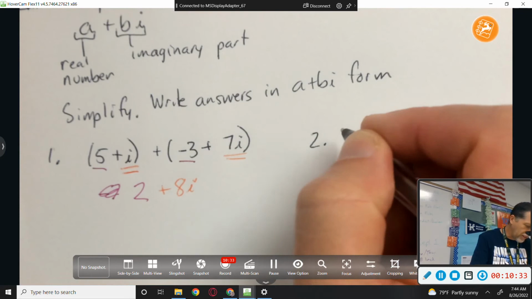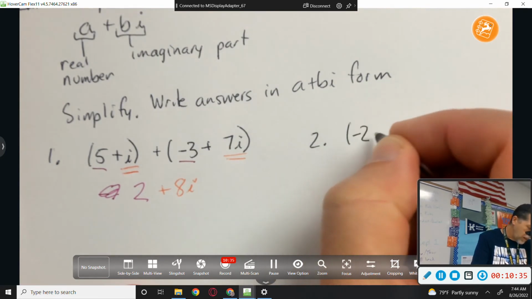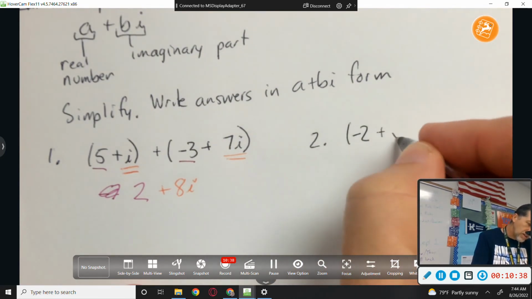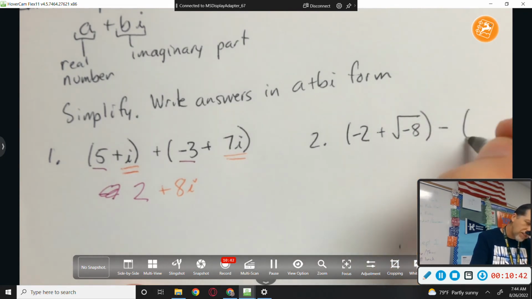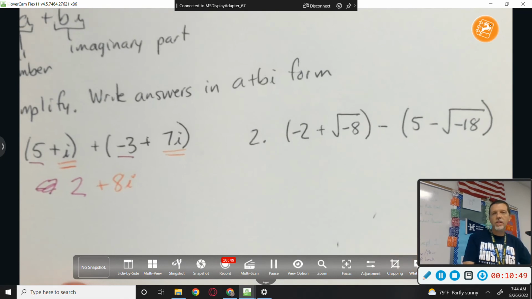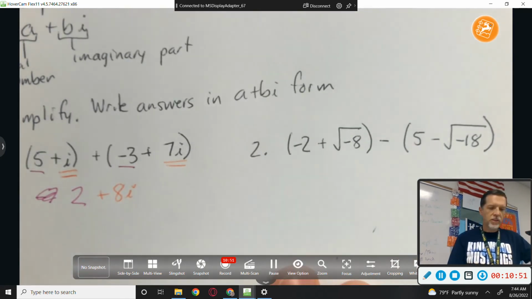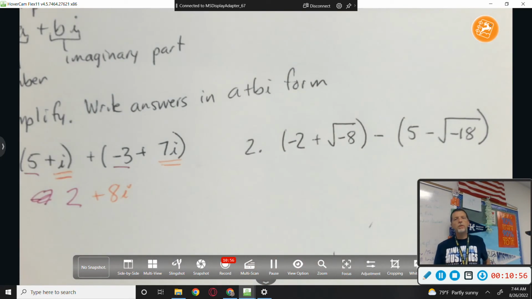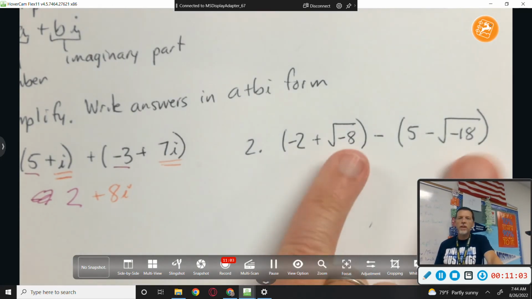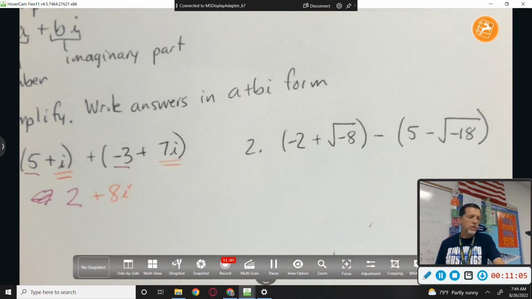But hey, that's only example 1. -2 plus square root of -8 minus 5 minus square root of -18. Alright, we just took a bit of a jump in difficulty level there. What do you think we should do first with those problems? Yeah, simplify that radical stuff, and then we'll go from there.